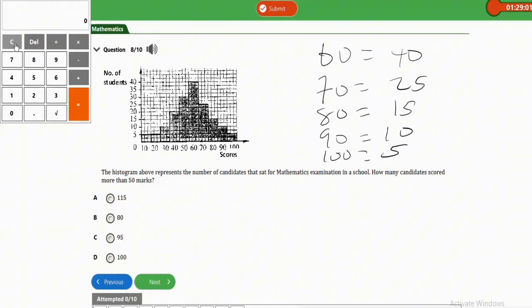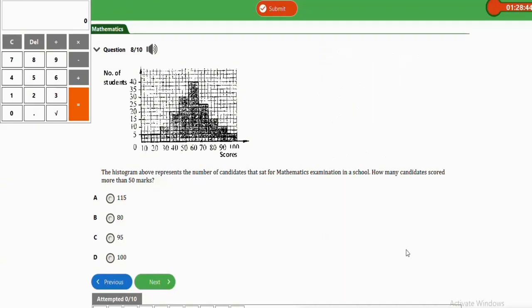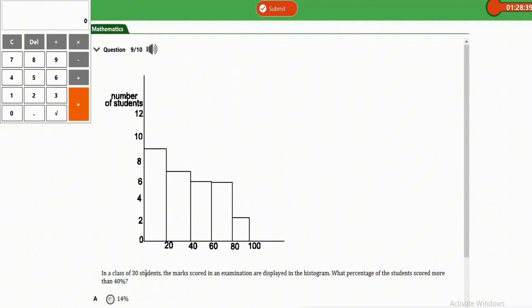So lastly, let's solve the next question before we call it a class. Let's wipe this. So the last question we're going to solve will be this question. It says, in a class of 30 students, the marks scored in an examination are displayed in the histogram. What percentage of students scored more than 40%? Alright, so from this histogram, the horizontal axis is for the score, and the vertical axis for number of students.